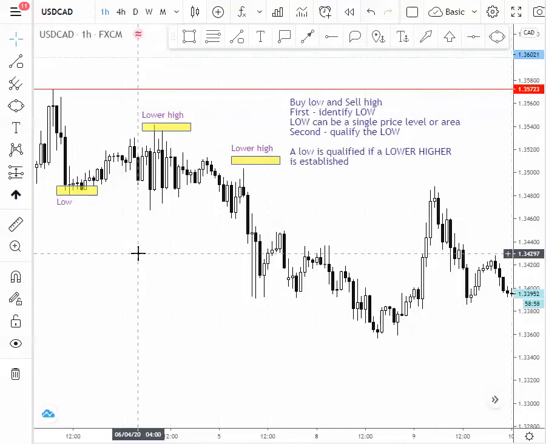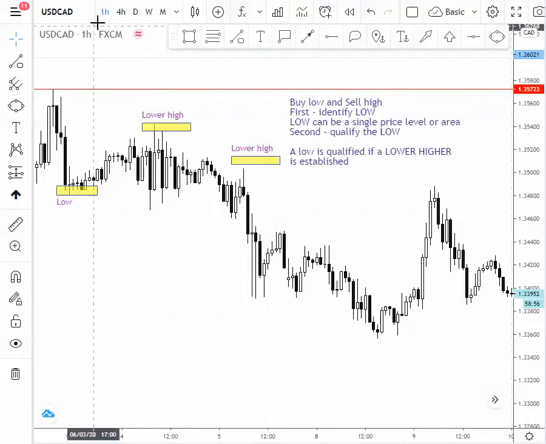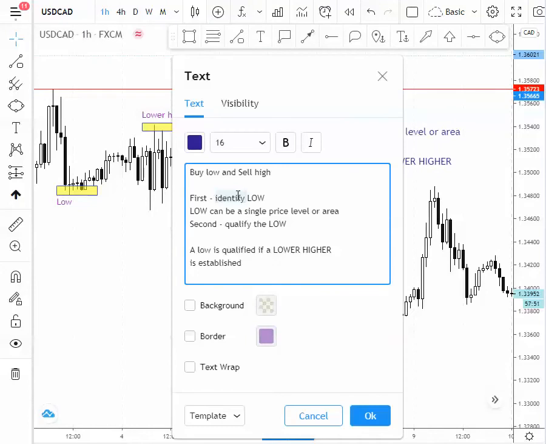So let me begin. I'm here on the USD CAD 1 hour chart, and I identify that it's a low, and then two, I need to qualify that low. There's something that has to happen on the chart to show me through price action that yes, this is a low price, and there's a high probability that at this price buyers will come in and price will start to move up.